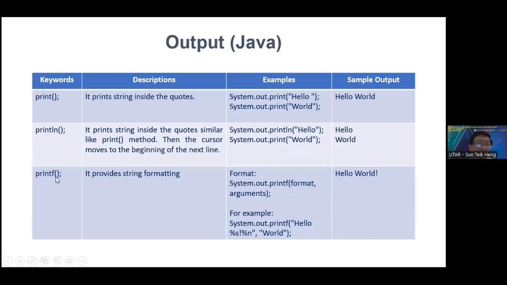Now printf, f represents formatting, so you can apply the format. For example, it says hello %s exclamation %n. Now this %s is the format, and %n is the format. %s means it's a string, so you put in some reserved place for this word. So you get hello world, because the word world will go into this %s. So you see hello world exclamation, and then this %n is a new line character.